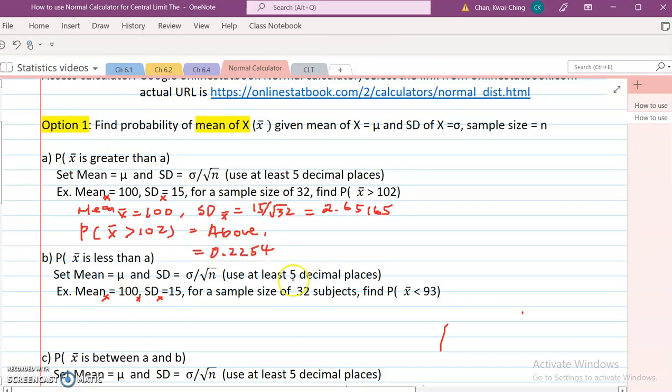And then for the probability of X bar less than 93, we remember that we have to set mu of X bar equal to 100, sigma of X bar equal to 2.65165 after we calculate 15 over square root of 32. So the probability of X bar less than 93 would use below.